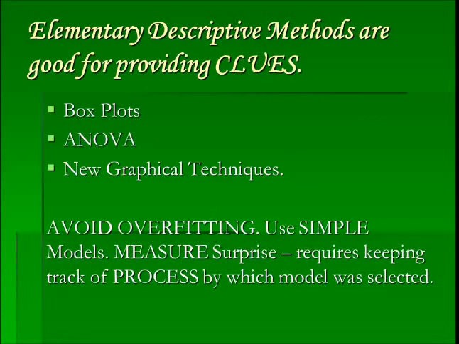So, elementary descriptive methods are good for providing clues. There are simple things called box plots. There are ANOVA techniques which are good, simple, descriptive, and which allow us to see clues. There are some new graphical techniques. We should not try a lot of different models to produce fit, because guaranteed you can prove that if you try a lot of models, you will find something which fits. And that is an error.